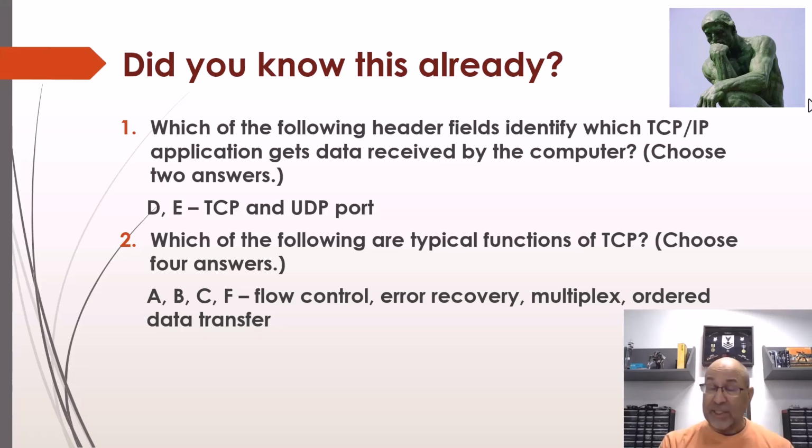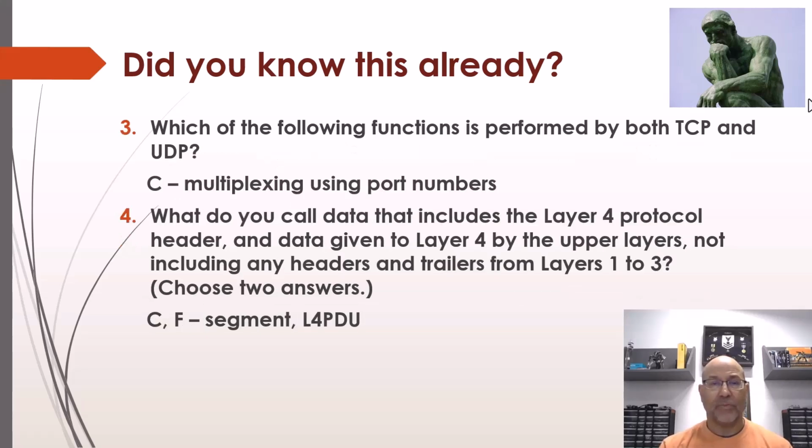Question number 2, which of the following are typical functions of TCP? Remember that we're talking about TCP here, not UDP, and TCP, that mother hen protocol, does all of these things: flow control, error recovery, multiplexing, ordered data transfer, right? Those sequence and acknowledgement numbers and the window size. Which of the following functions is performed by both TCP and UDP, right? So UDP doesn't have those advanced functions, but they both do that multiplexing using port numbers.